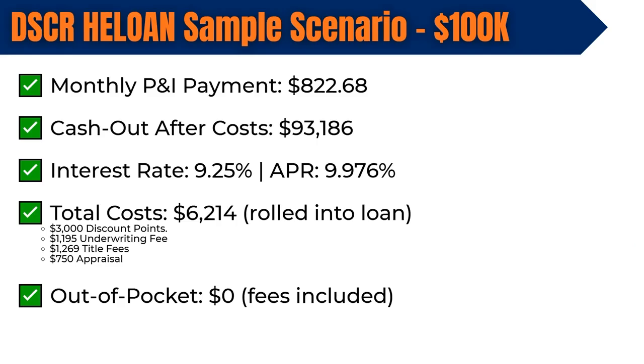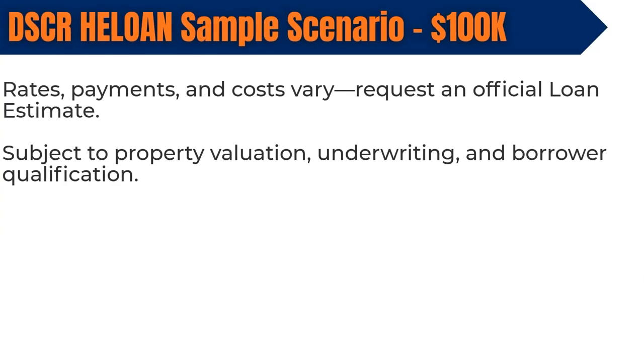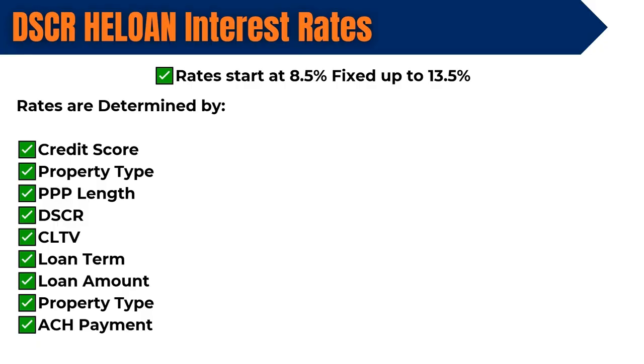The interest rate, given today's market, is 9.25% with an APR of 9.976. The total cost that could be rolled into the loan, so you're not going out of pocket for this, would be approximately $6,214. That's including discount points, underwriting fees, title fees, and appraisal. So there's 0 out-of-pocket fees in this scenario. Now, obviously, you want to speak to somebody about your individual scenario. So rates, payments, and costs are going to vary. That's why you want to request an official loan estimate. It's going to be subject to the property valuation, underwriting, and borrower qualifications. But that's just to give you an idea of what the numbers may look like.